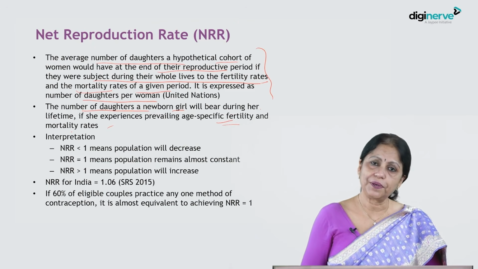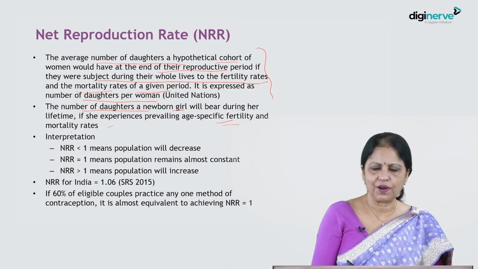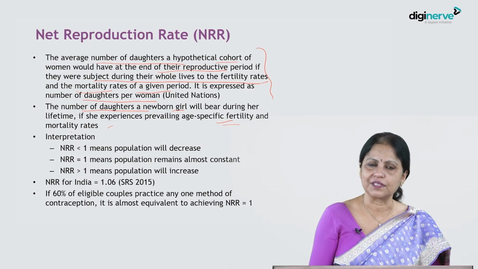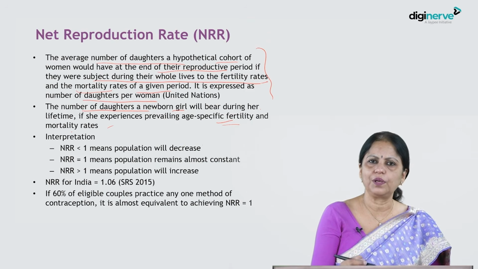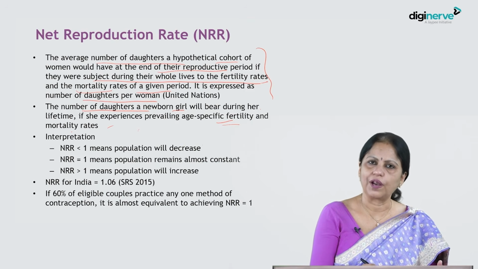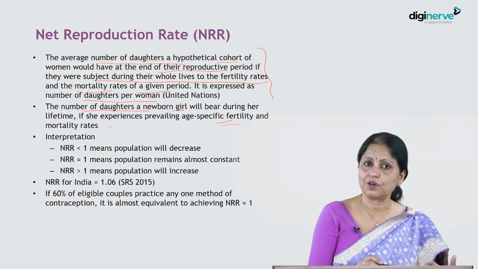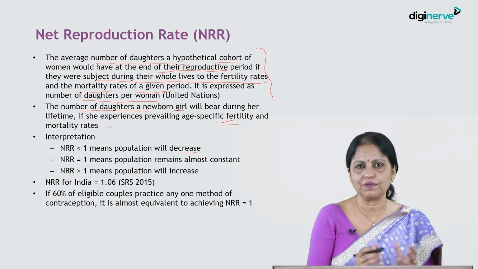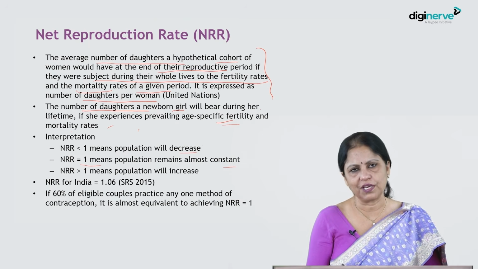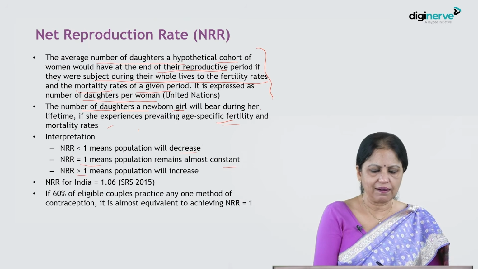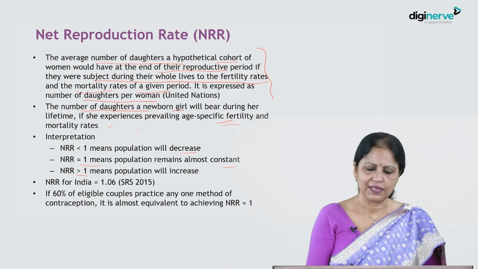So how do we interpret that? NRR less than 1 means population will decrease. That means the number of daughters a newborn girl will bear is less than 1, so she is not being replaced. So this means population will decrease. NRR equal to 1 means population will remain constant, stable. And NRR more than 1, population will increase.